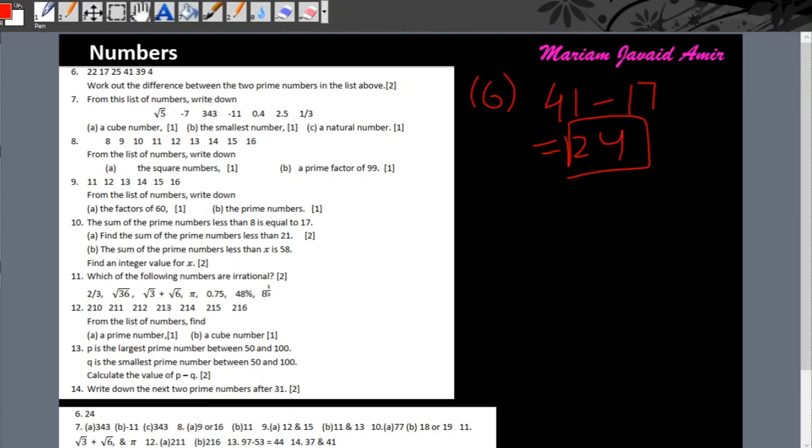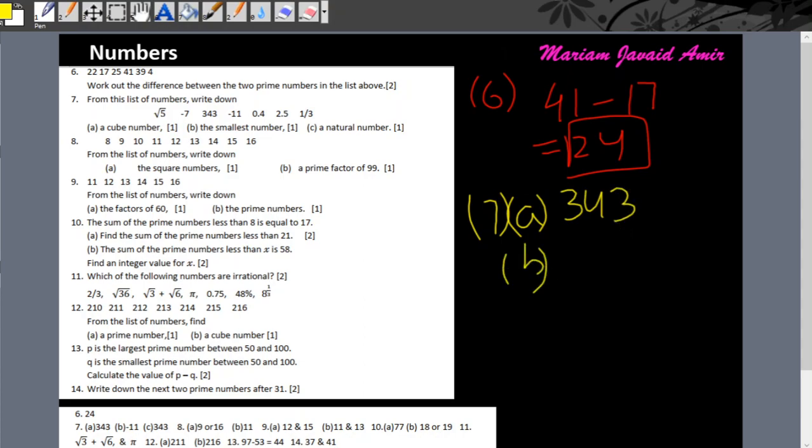Then we have question number 7. From the list of numbers, write down part A, a cube number. So a cube number is a number that is obtained by multiplying the same number 3 times. So let me quickly check what is the cube root of 343, which is 7. Yes, so 7 times 7 times 7 gives us 343. Okay, part B, the largest negative number is 11. So the answer is minus 11.